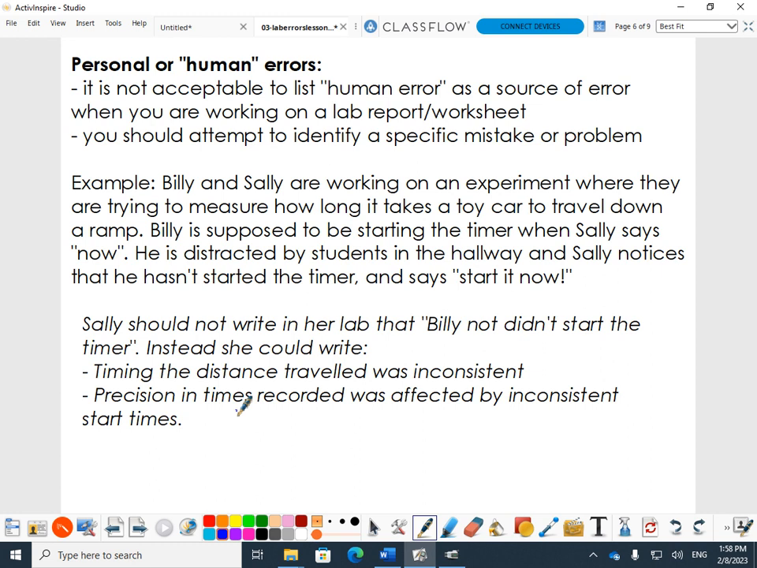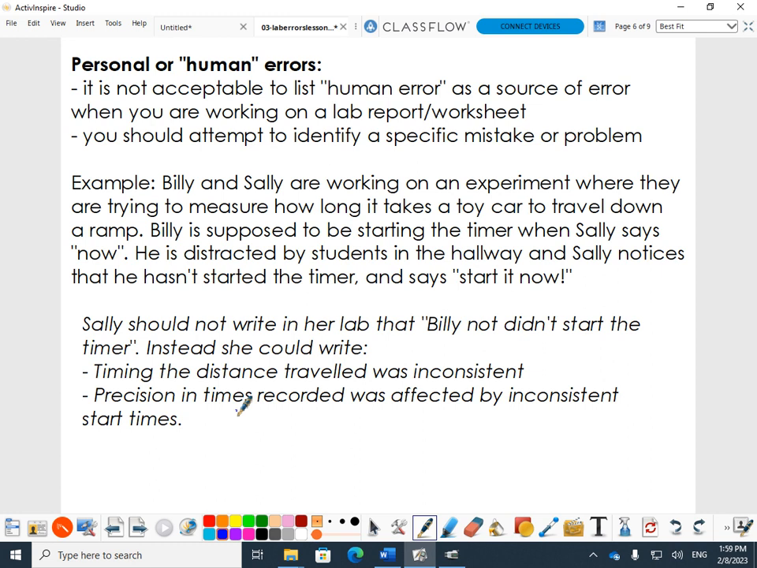The things that you shouldn't do: you shouldn't write "human error" because that's just really broad. What about human error? What happened in your lab? So identify a specific mistake or problem. And you really shouldn't write "Billy is a bad lab partner." "Billy spilled the solution." Try to keep it away from names as well, okay?